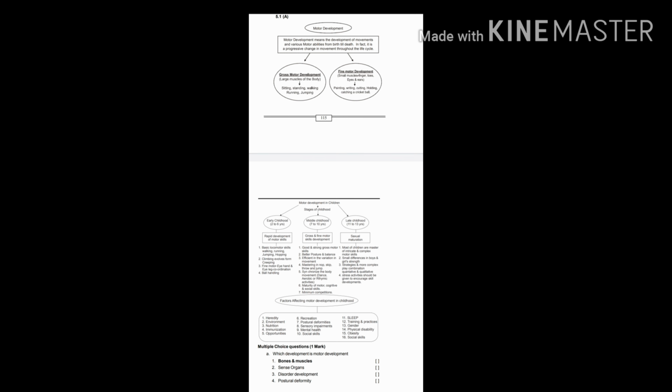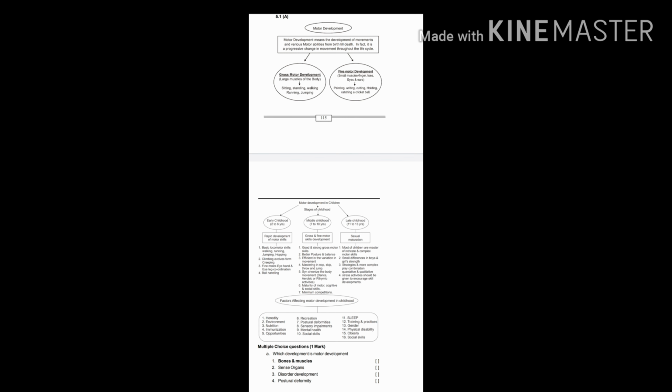Now we are starting our next chapter, that is Children and Women in Sports. Children and Women in Sports, we are covering the first topic, that is motor development and factors affecting it.